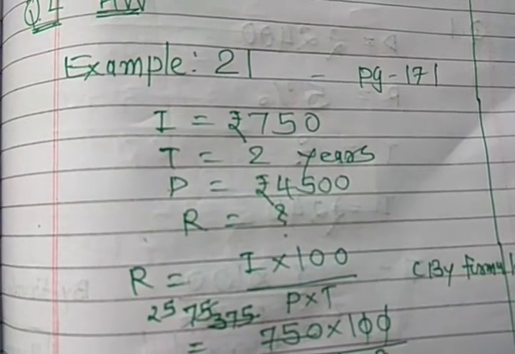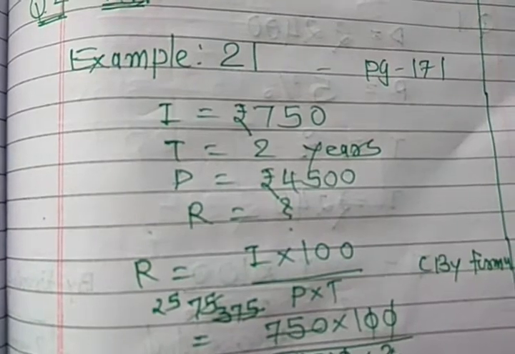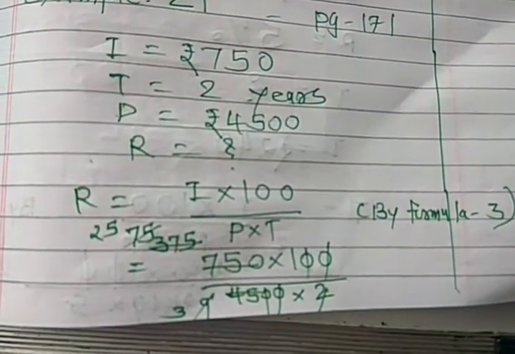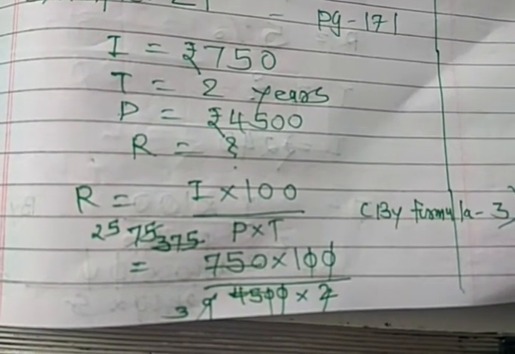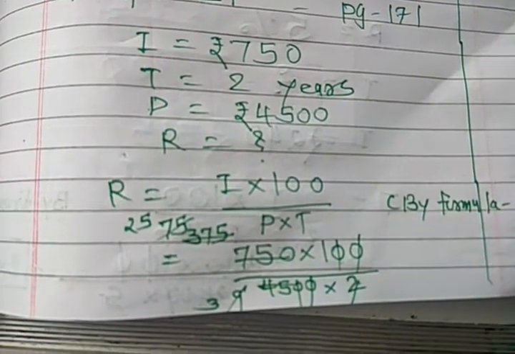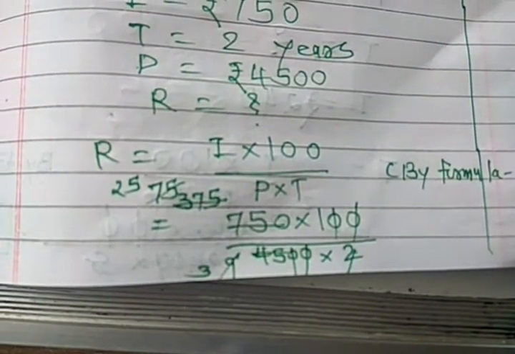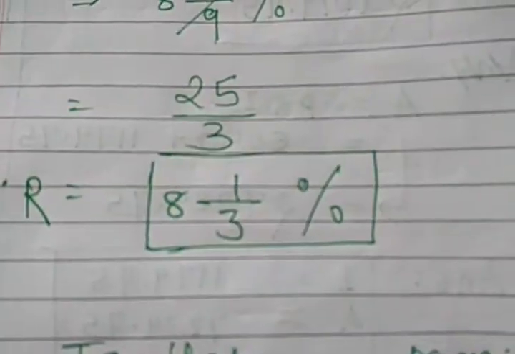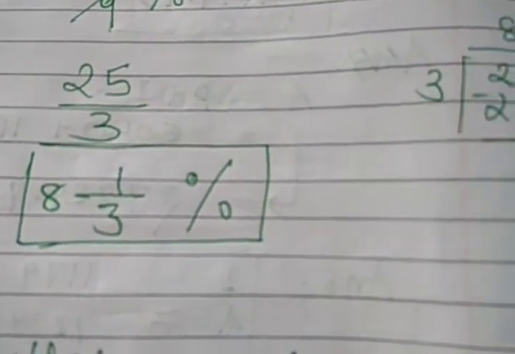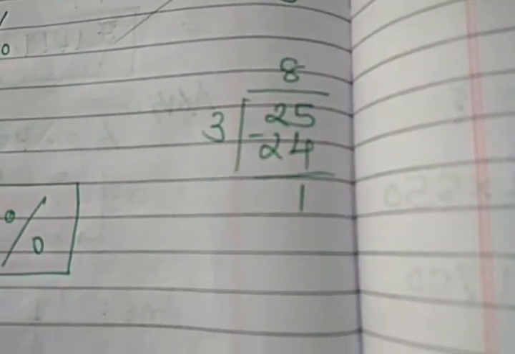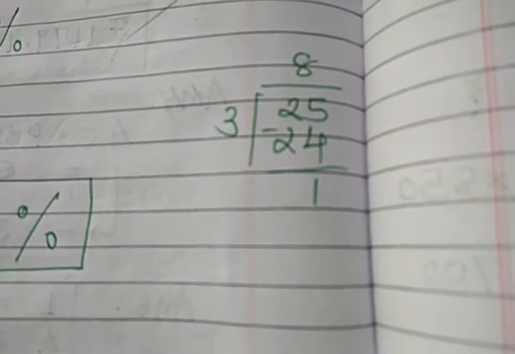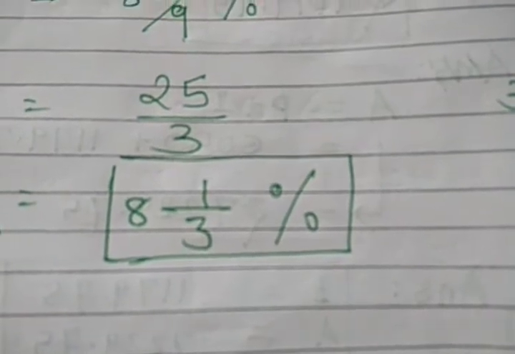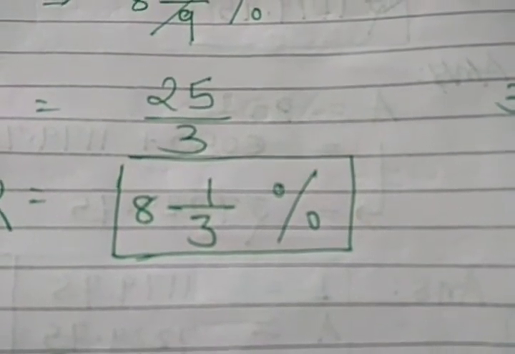Here is the solution of example number 21. See, R is what you have to find out, so use formula 3, where R equal to I into 100 upon PT. Use this formula and simplify, you will get 25 upon 3. Now 25 upon 3 means 25 divided by 3. Here 3 eights are 24, remainder 1. So make 25 upon 3 into a mixed fraction: 8 and 1 upon 3 percent.